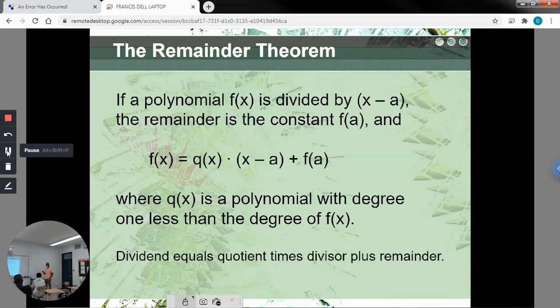Now it says if a polynomial f of x is divided by x minus a, the remainder is a constant f(a). Right? And f of x is equal to q(x) times x minus a plus f(a). Alright? So it's about finding out what the remainder is. Okay? Now, I'm going to show you something.